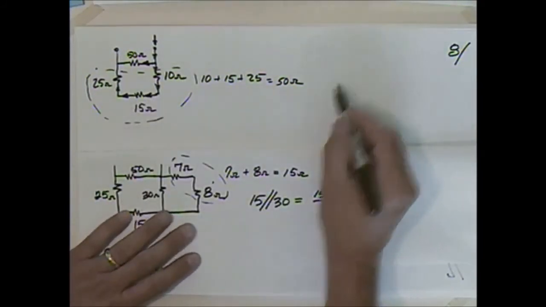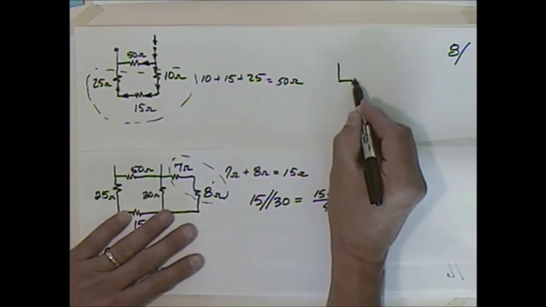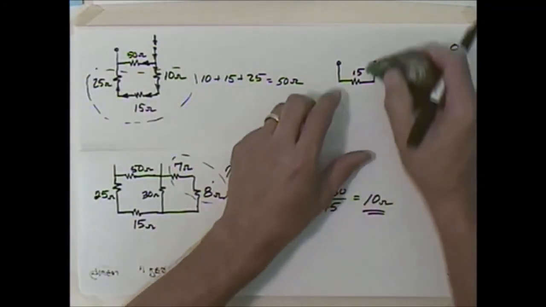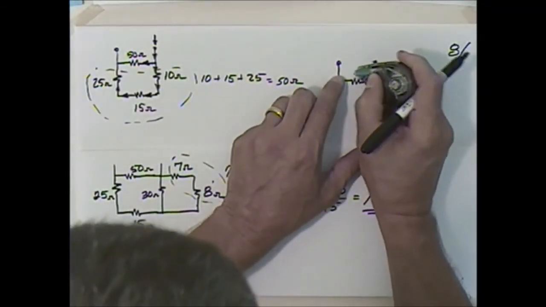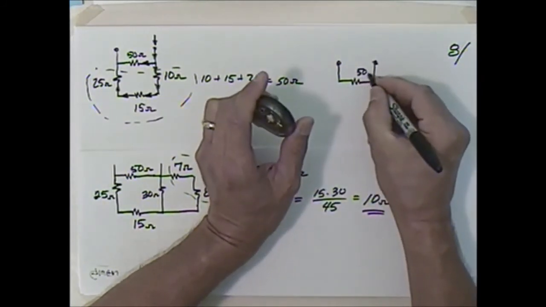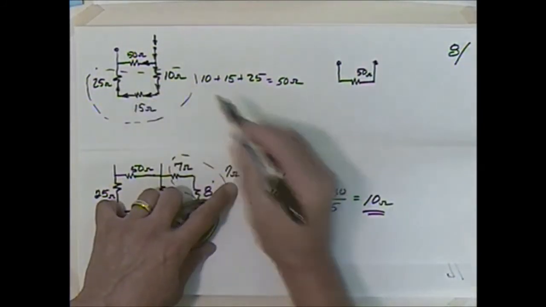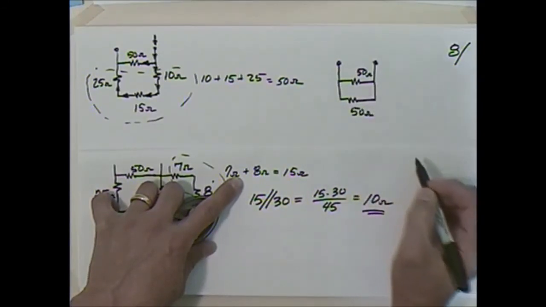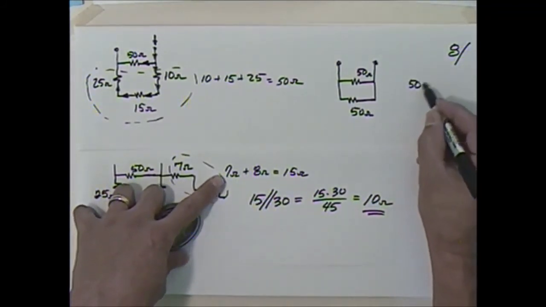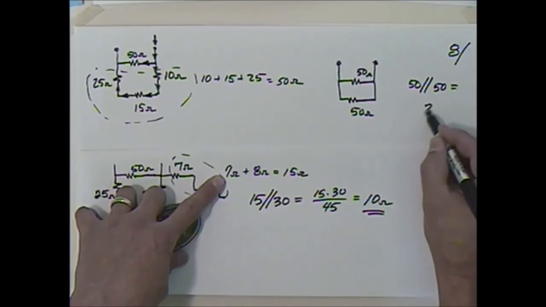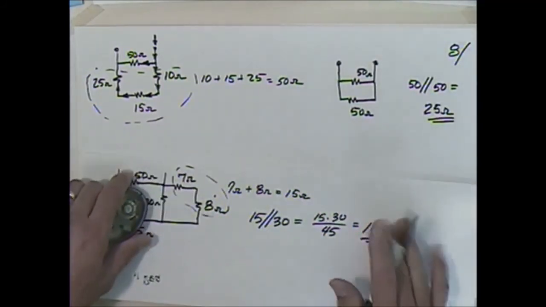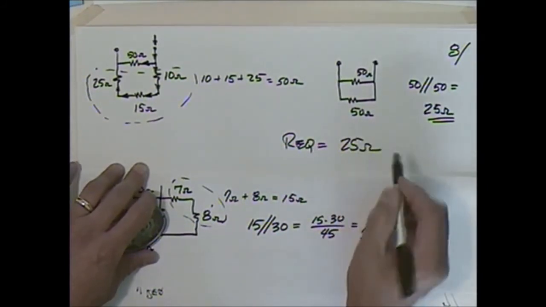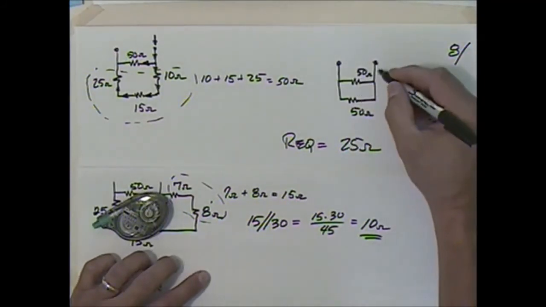So now I could say that I have something like this. I've got this 50 up here that we started with, that 50 up there, and then I combine those into a 50. So what's the relationship there? It's parallel. I have 50 in parallel with 50, which is going to give me 25 ohms. So I could say that R equivalent is 25 ohms.